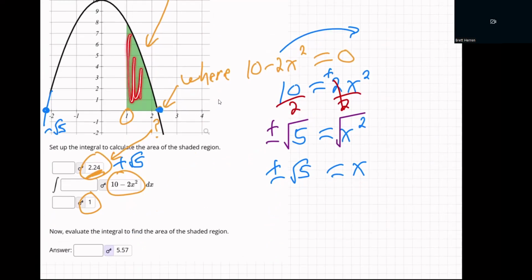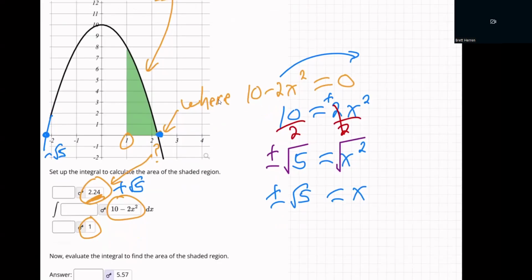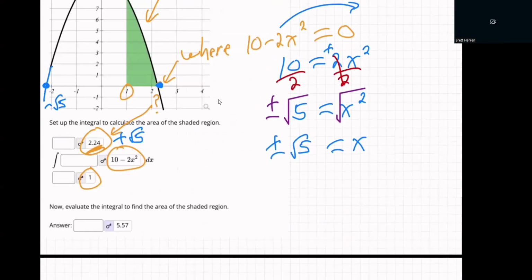So then the integral for this green shaded area would go from 1 to there, square root of 5, or you can put in two decimals, of that function, because that's what's underneath this function. So we're just setting up the integral. Oh, no, I'm sorry. And now we're going to evaluate it. My mistake. I got to read to the bottom. Now let's get that actual answer. Okay. So how do we get that actual answer?